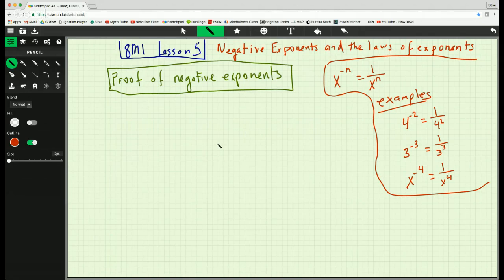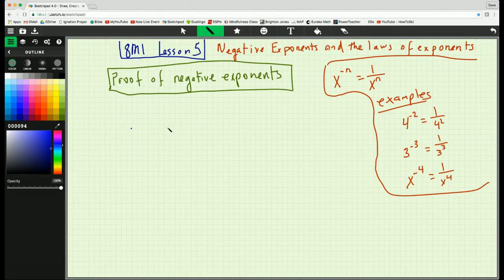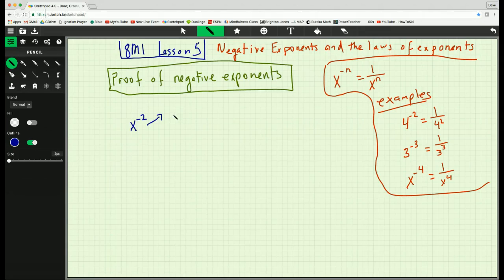But what I want to do now is prove this to you in a very informal way. I want to show it to you like this. I'm going to start with x to the negative 2. And x to the negative 2 is the same thing, using our quotient rule that we just learned, as x to the 3 minus 5, for example. Because 3 minus 5 is negative 2.